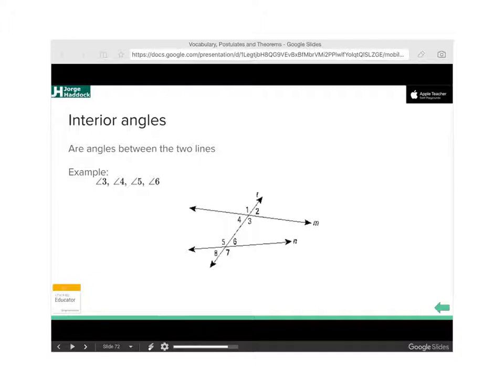First of all, the interior angles are those angles that are between the lines. So in this case, 3, 4, 5, and 6 are interior angles. Exterior angles are the ones that, of course, are outside of the two lines. So in this case, 1 and 2, 8 and 7.